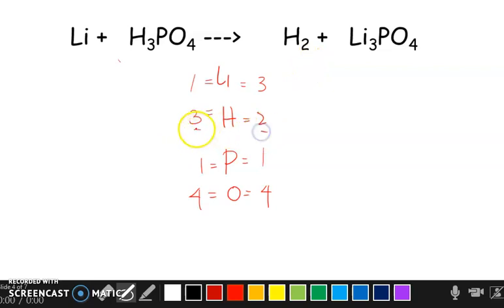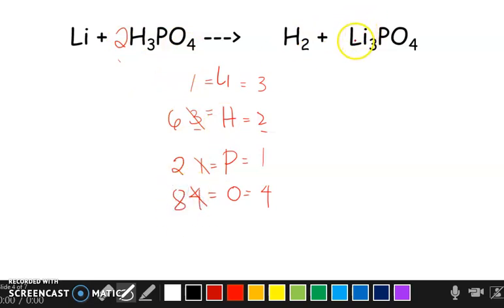The greatest common factor between these two is going to be 6. So let's transform this one into 6. To transform this to 6, you multiply by 2. 2 times 3, this becomes 6. 2 times 1 becomes 2. 2 times 4, this becomes 8.